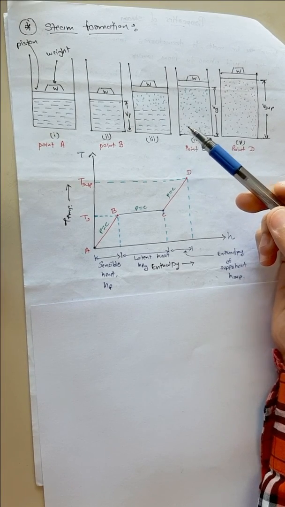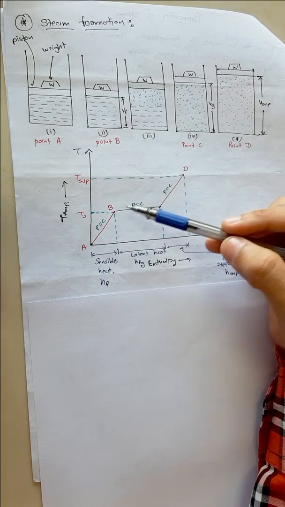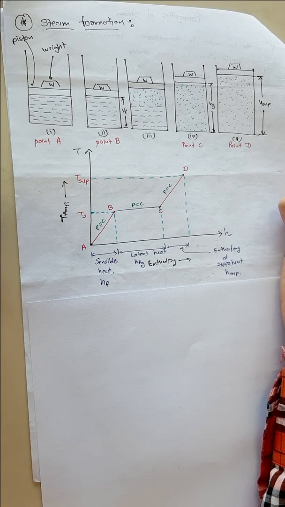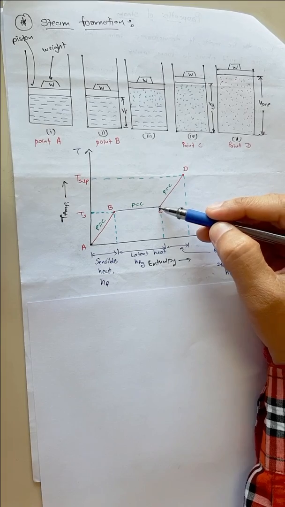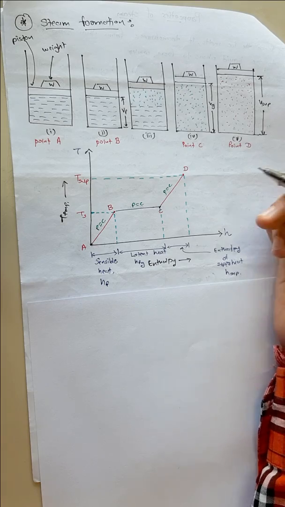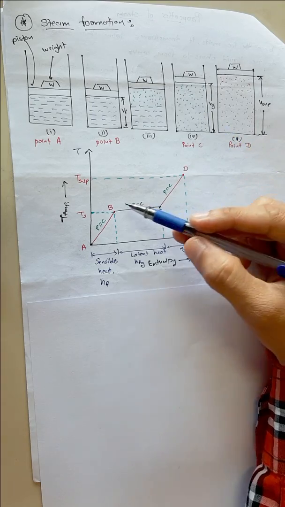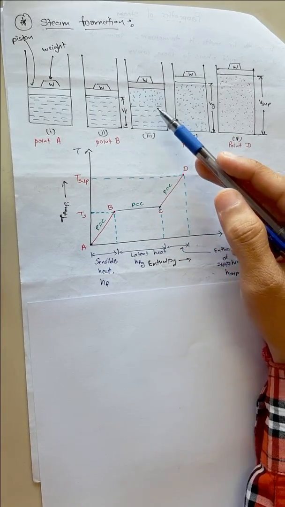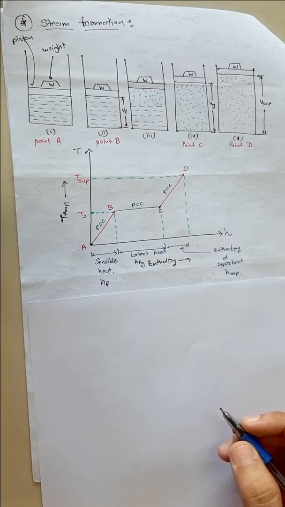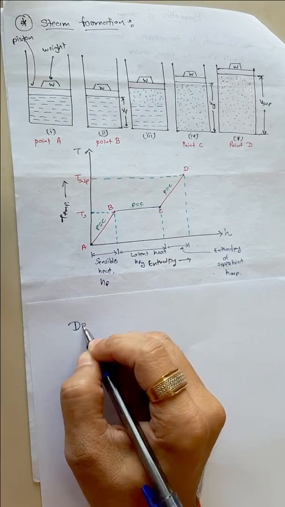Okay, so here we can identify different states of steam. At point B we have steam which is completely wet, so we can say it is saturated liquid. At point C we have steam which is completely dry, meaning there is no moisture present at point C, all the particles here are dry particles, and in between points B and C we have wet steam.